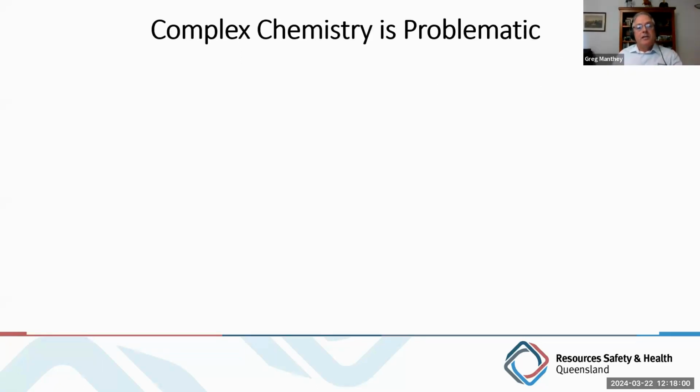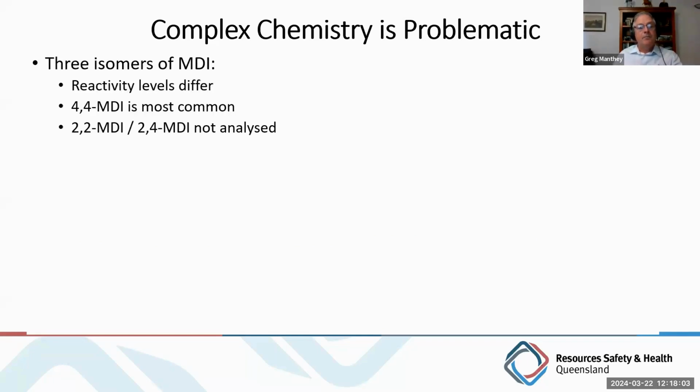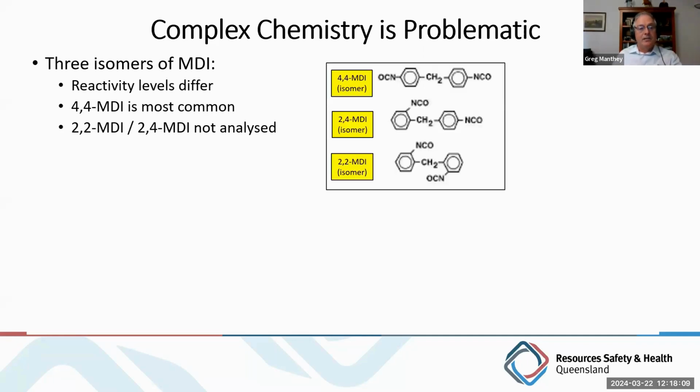But the chemistry is a bit problematic. So, for example, MDI has 3 different isomers, and there's a diagram showing them. You can see the isomers. The only difference between the isomers is the location on the benzene ring of the NCO reactive group. But there are 3 different isomers. 4,4', the top one, is the most common, but the other 2 isomers can also be present, but current airborne and biological monitoring processes don't look for evidence of those 2 less common isomers.